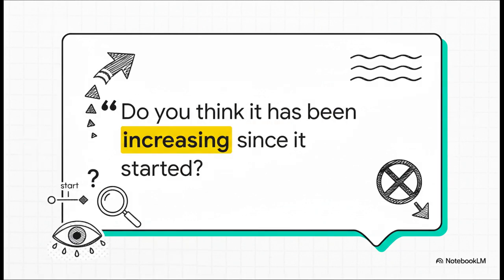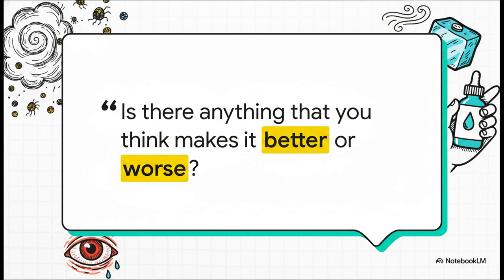Then we have P for progression. Is it getting worse, better, staying the same? You'll ask, do you think it has been increasing since it started? And his answer, that it stayed about the same, is super helpful for assessing severity. All right, next is A for aggravating and relieving factors. What makes it flare up? What calms it down? You can just ask, is there anything that you think makes it better or worse? For this case, the patient hasn't really noticed any specific triggers.